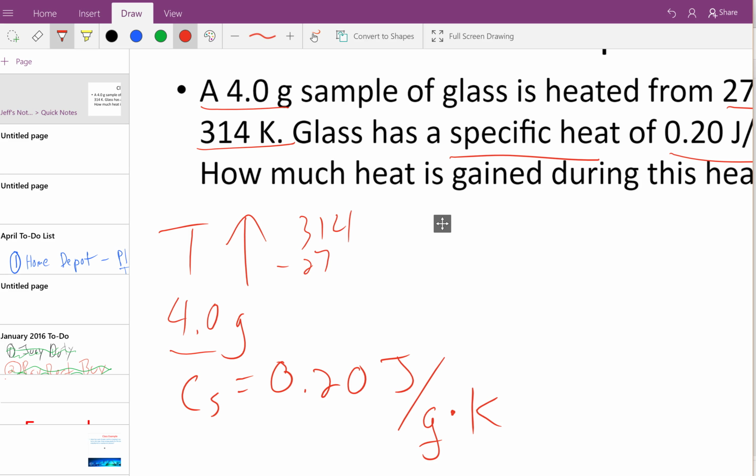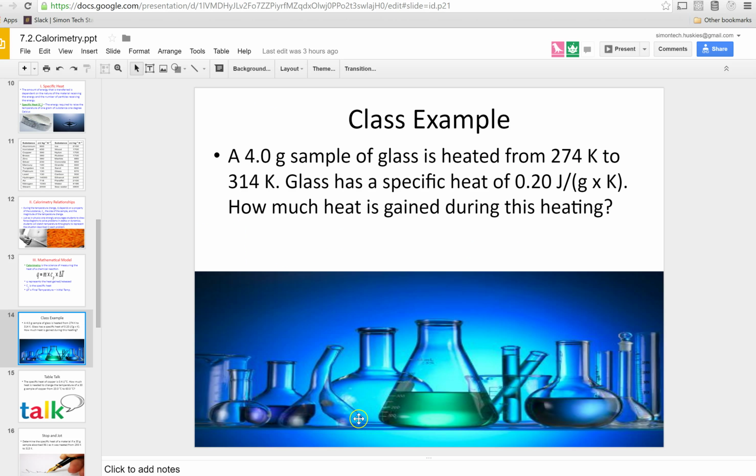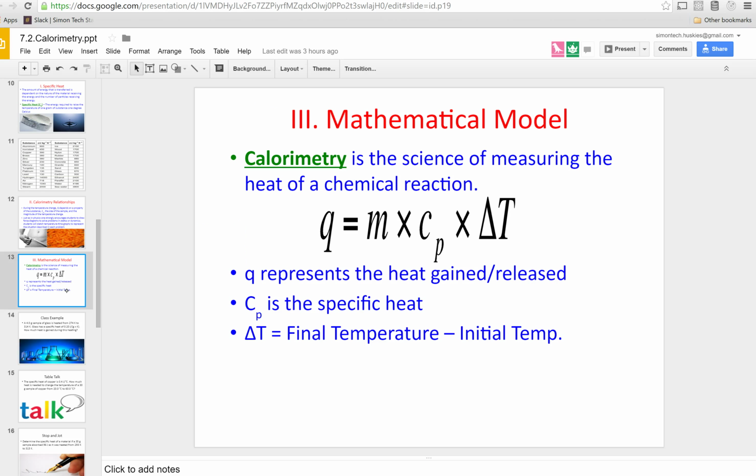314 minus 274, that's going to be 40 Kelvin. So now we know the delta T, the change in temperature, which is 40 Kelvin. We know the mass that was heated up, 4.0 grams, and we know the specific heat. Now we use calorimetry in this case, this equation right here, to solve this problem.